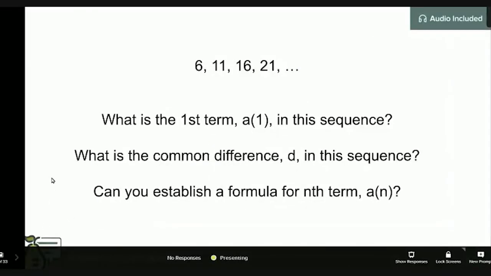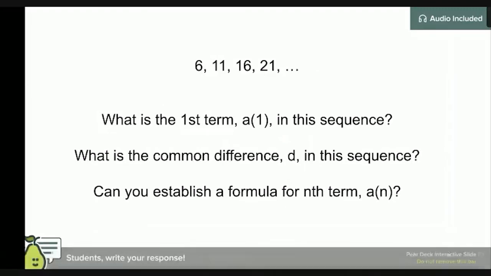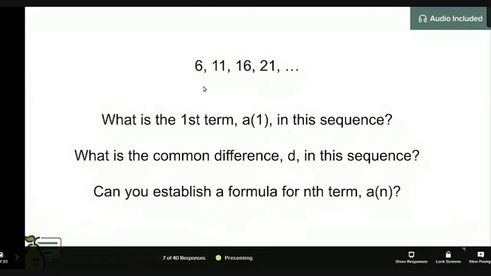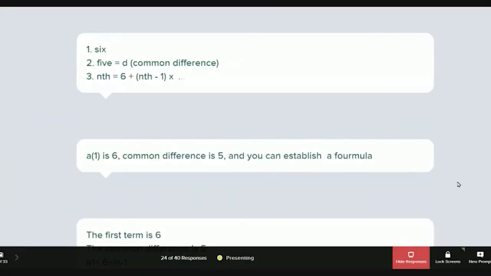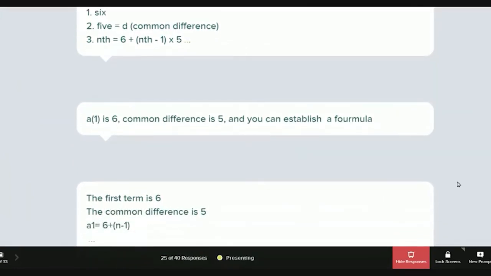So last thing, I want you to answer the 3 questions. First, what is the A1 in this sequence? And what is the common difference d in this sequence? And I want you to try to establish a formula for the nth term in this sequence. Okay, let's try this. Meanwhile, I will be doing our attendance again.